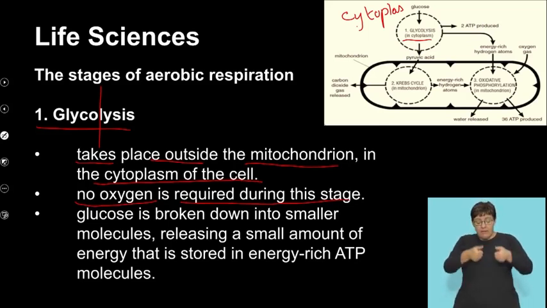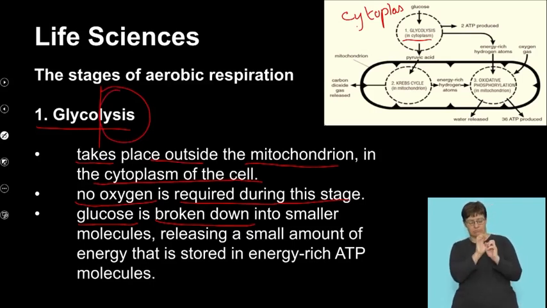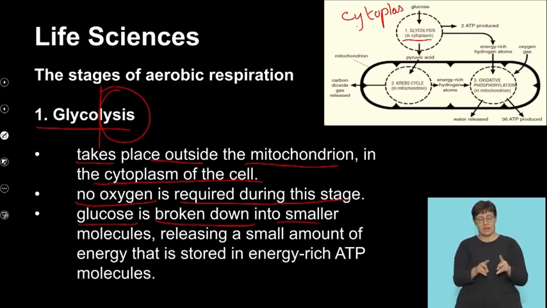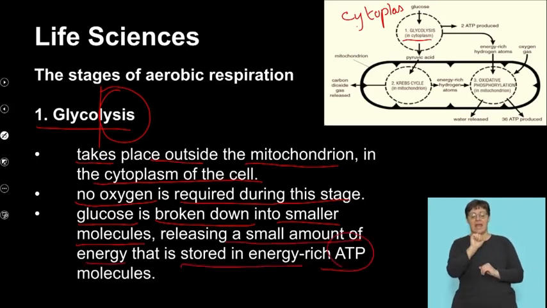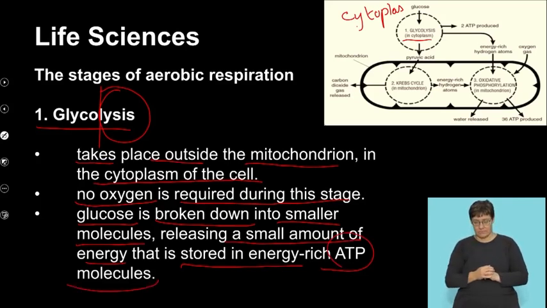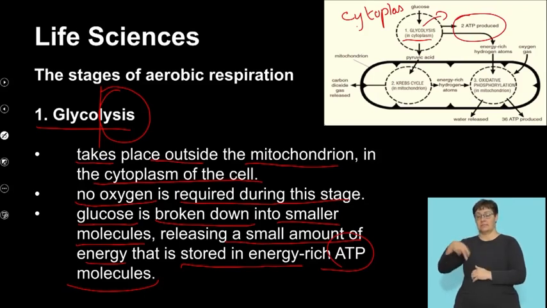The next step of the process is when glucose is broken down. As I mentioned, the word lysis refers to breakdown or splitting. So the glucose is broken or split into smaller molecules, and in that process they release small amounts of energy that is stored in energy-rich ATP molecules. So if we look at that, we can see that energy that is released from the breakdown is then used to produce energy-rich molecules called ATP.